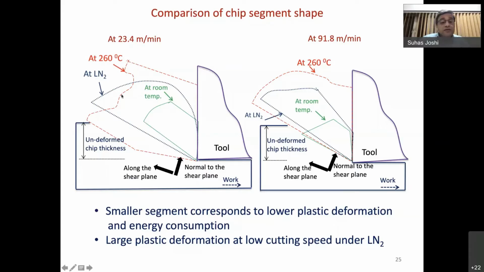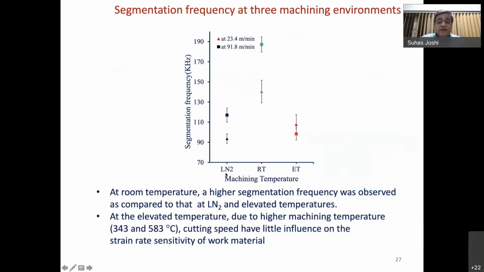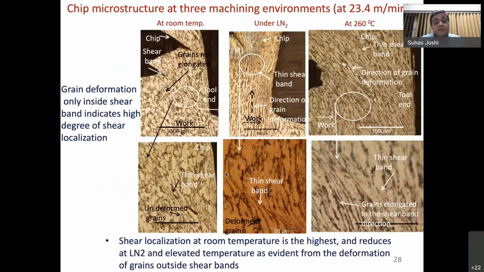So this is one example of what happens at LN2 and lower speed, and at 260 at higher speeds, how the segments actually change their shapes. This is one example. Don't want to go into details. This is a segment ratio, segmentation frequency, but I don't want to tell much about that.